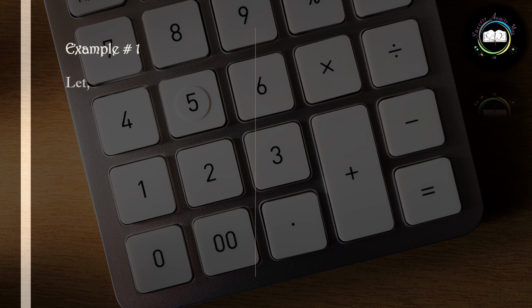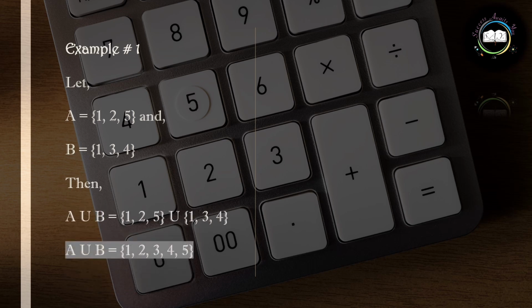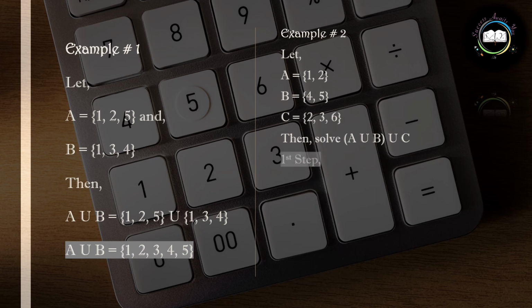Let's take an example. There are 2 sets A and B having elements 1 to 5 and 1, 3, 4 respectively. To perform the operation of union of sets, we will compile all of the elements and write them together, enclosed in curly brackets, keeping in mind that no elements are repeated.